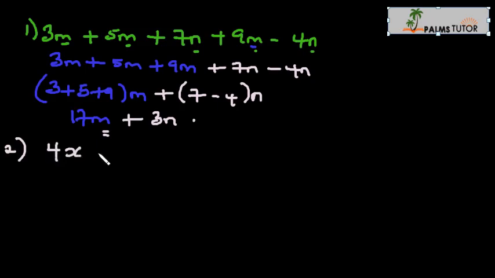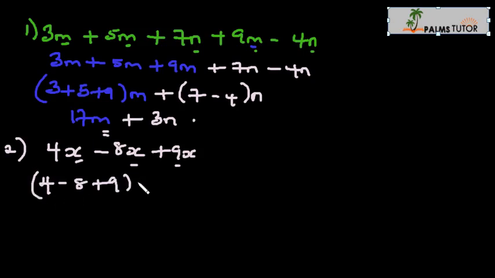We have 4x minus 8x plus 9x. Here we have 3 terms, but they are all like terms. So we don't need to organize it because they all have the same variable. All we need to do here is to combine our coefficients. So I have 4 minus 8 plus 9. Bring back your variable. 4 minus 8 is minus 4, plus 9 gives us 5. 5 multiplied by x is 5x. That's it. Let me take another example.